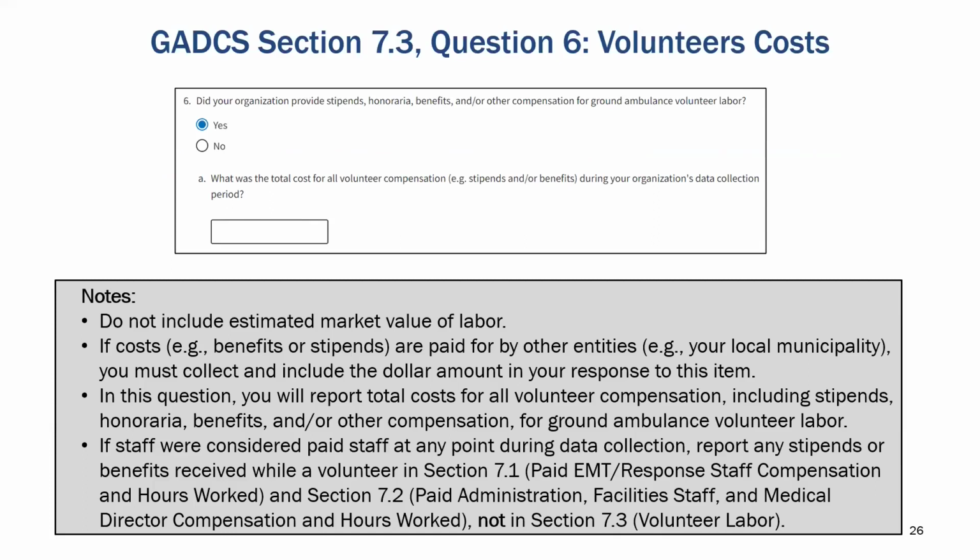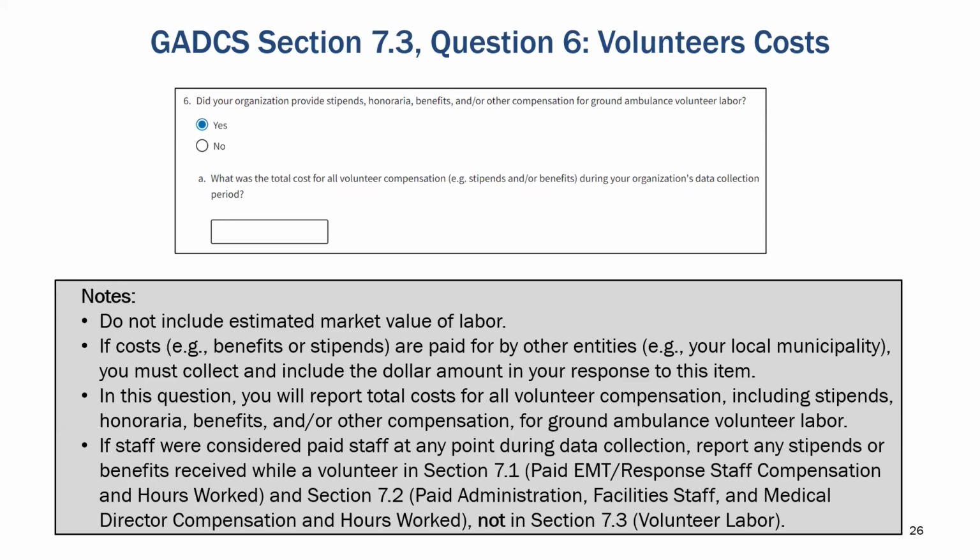Section 7.3, question 6, will have you report costs associated with volunteers. Even though volunteers aren't paid a salary, CMS heard from organizations that volunteers are sometimes provided nominal financial benefits, and in some cases, state law allows volunteers to receive health or retirement benefits. In this question, you can report these costs, including stipends, honoraria, or benefits such as health insurance and other compensation for ground ambulance volunteer labor.